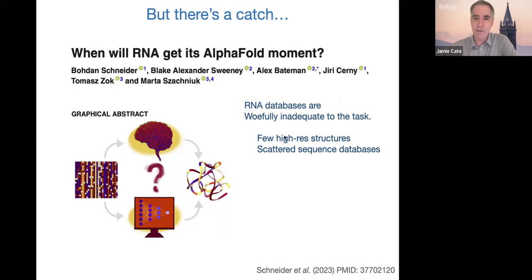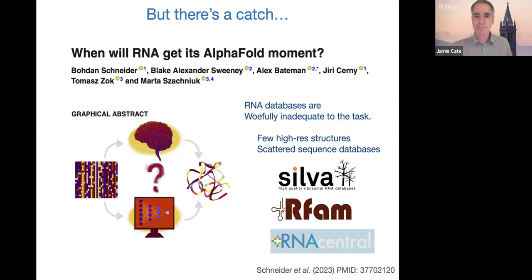They have very few high resolution three-dimensional structures. The sequences, again, I mentioned microorganism databases and things like that, are not very well organized. So from a computer science point of view, the data you feed into these models needs to be very well curated and organized. And that has not been the case for RNA.